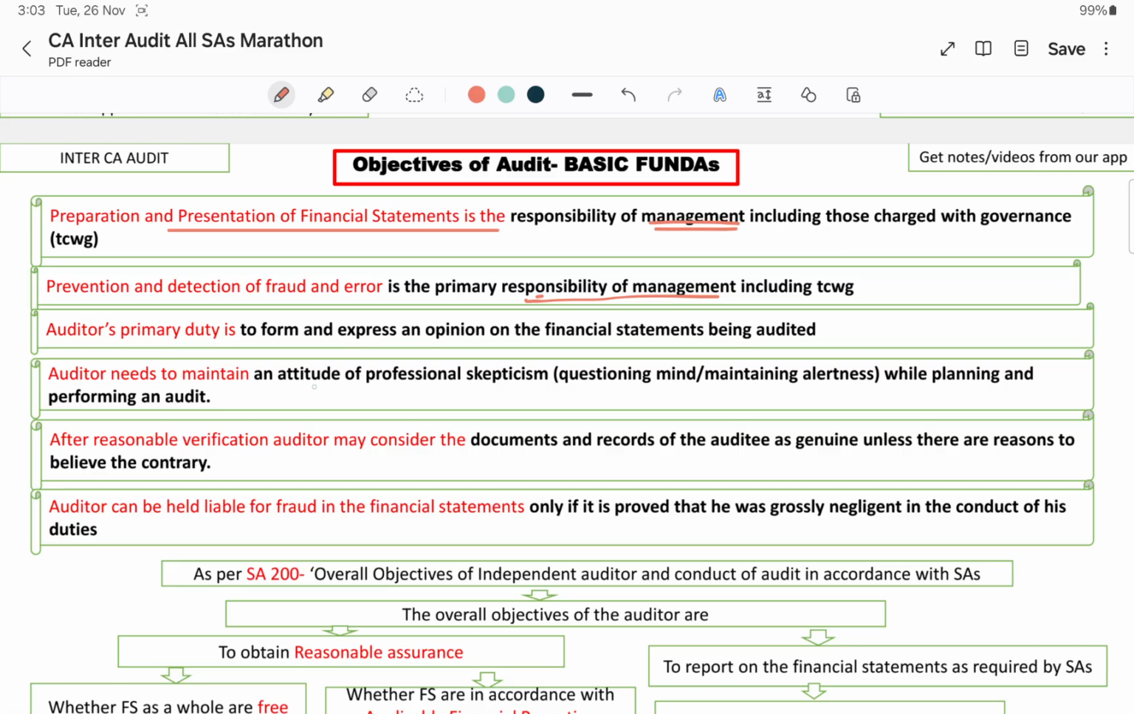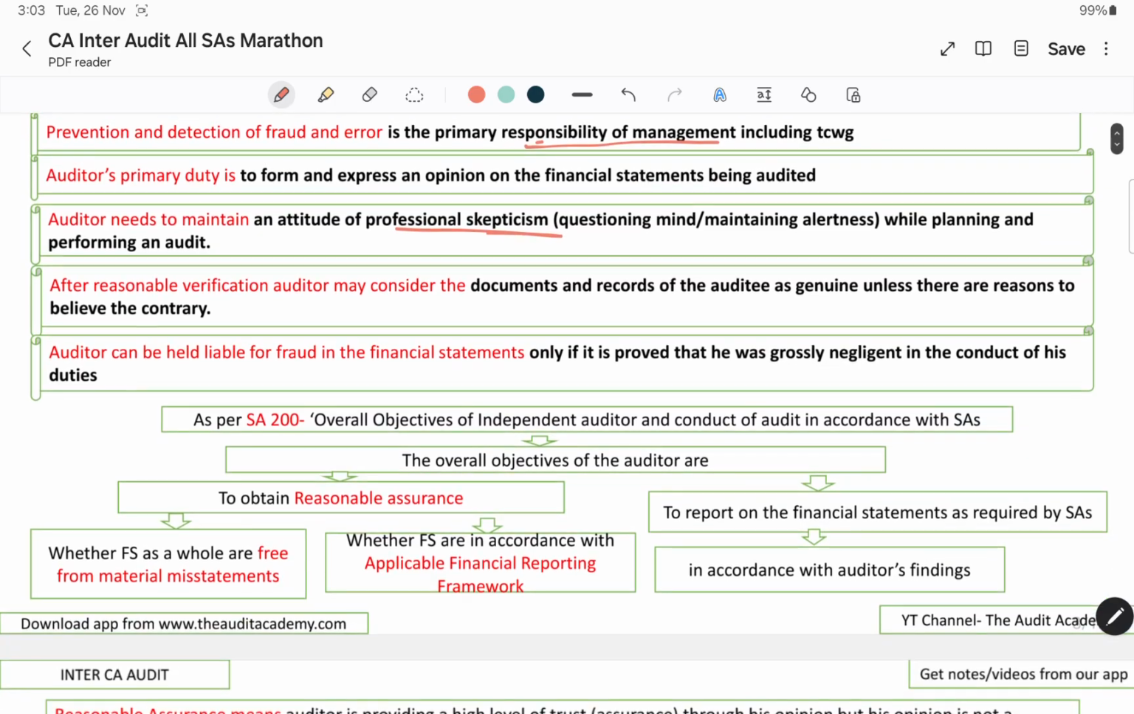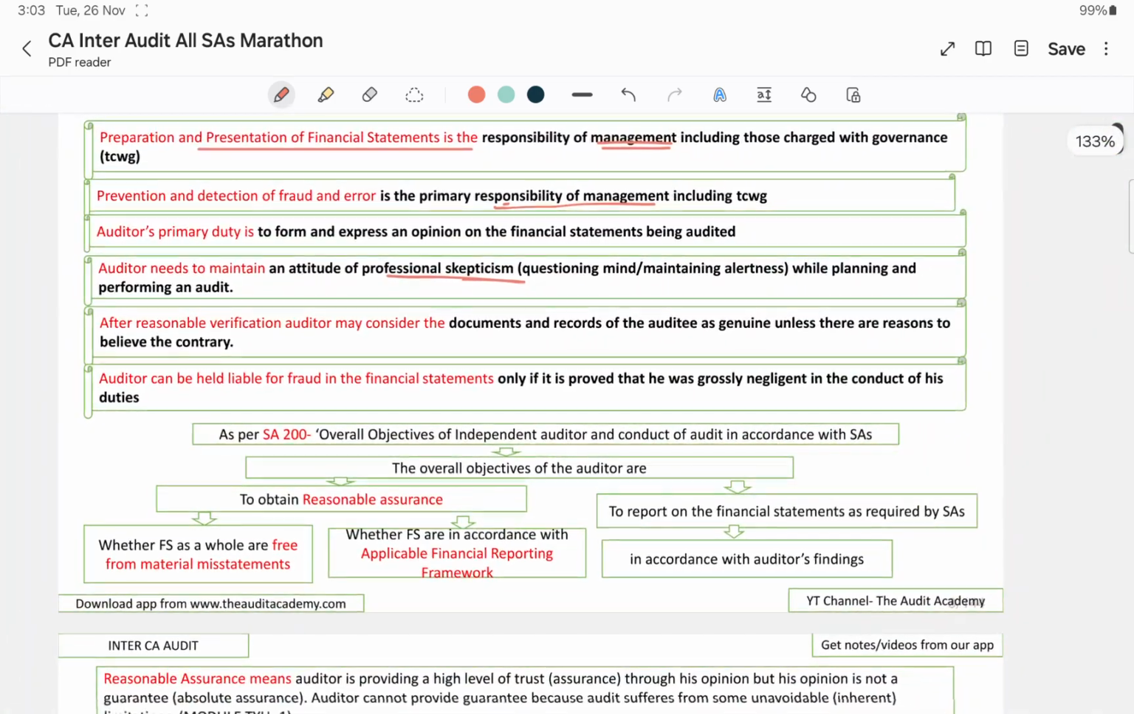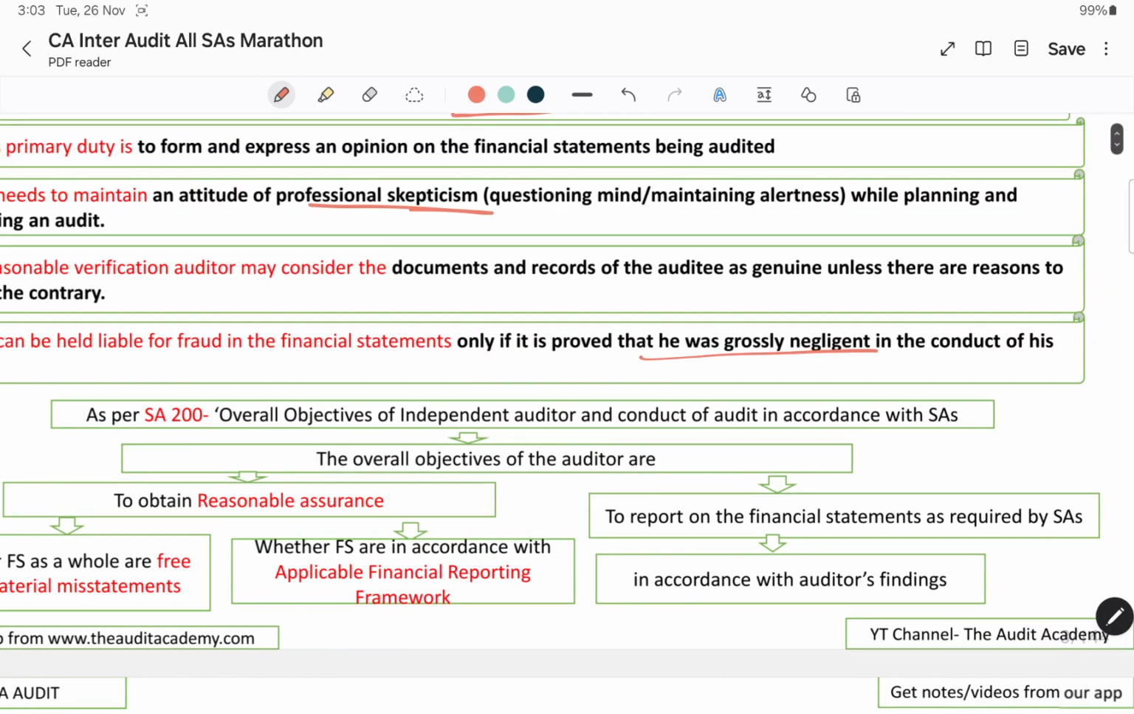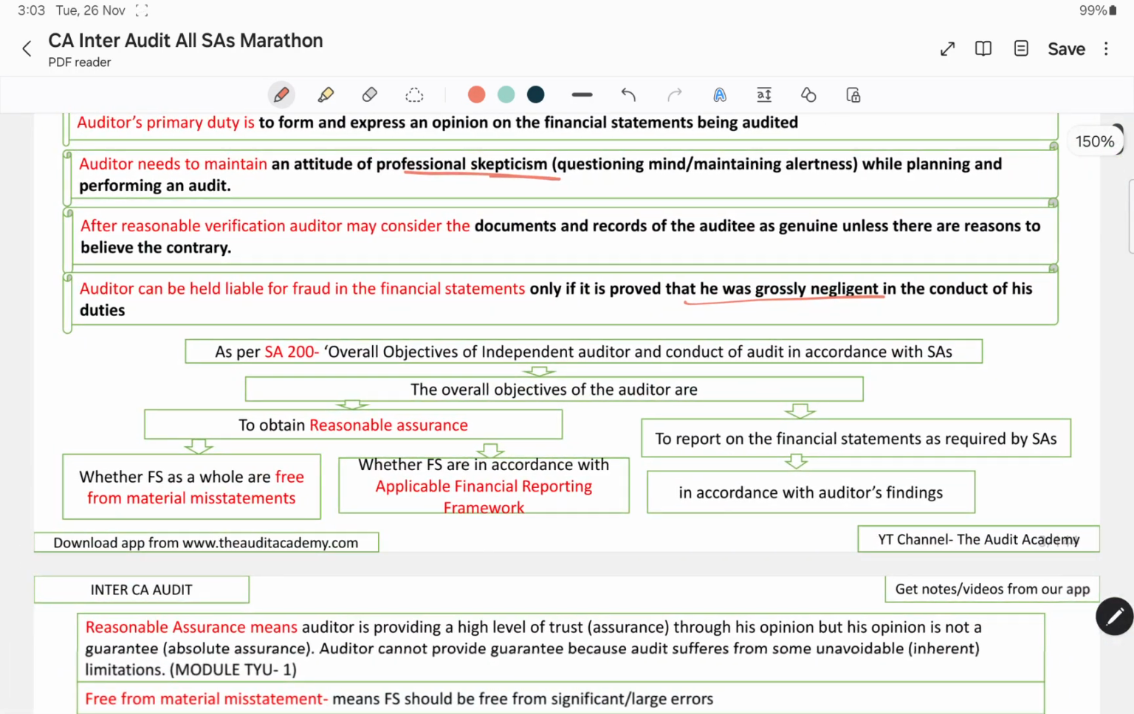Auditor needs to maintain an attitude of professional skepticism, which means a questioning mind or maintaining alertness while planning and performing an audit. After a reasonable verification, auditor may consider the document and the records of the auditee as genuine unless there are reasons to believe the contrary. Auditor can be held liable for a fraud in the financial statement only if it is proved that he was grossly negligent in the conduct of his duties.